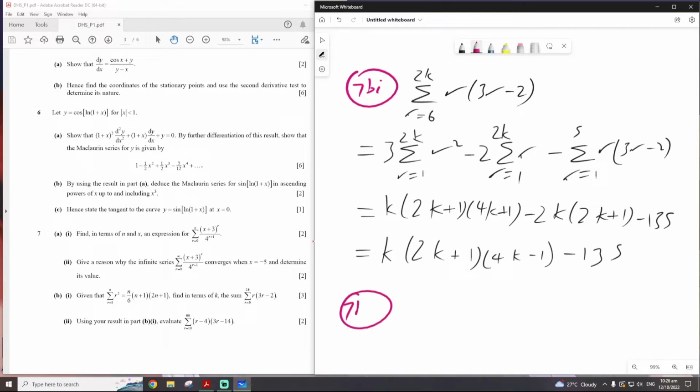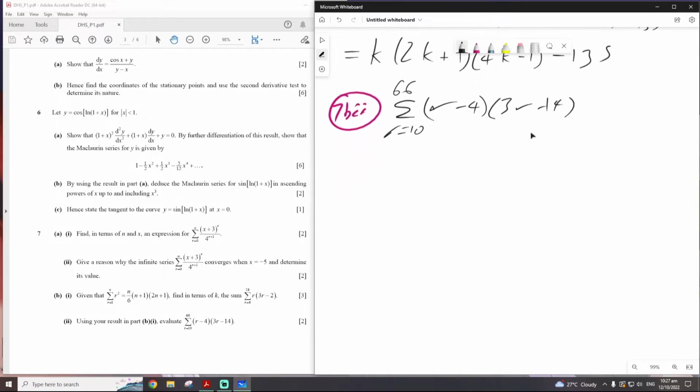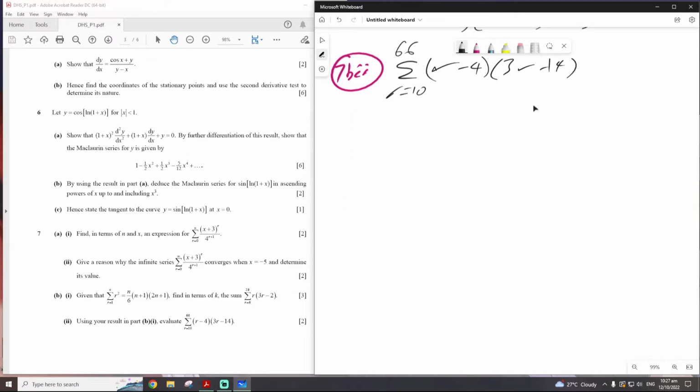Then 7b part 2. Evaluate the following sum. So we're going to go r equals to 10 up to 66 of (r minus 4)(3r minus 14). Now there's always some kind of an index replacement for this kind of question. If you notice, you replace r by r plus 4, then this is actually equivalent to the sum r equals to 6 to 62 of r(3r minus 2). Since when you replace r by r plus 4, this becomes 3r plus 12, minus 14 plus 12 is minus 2.